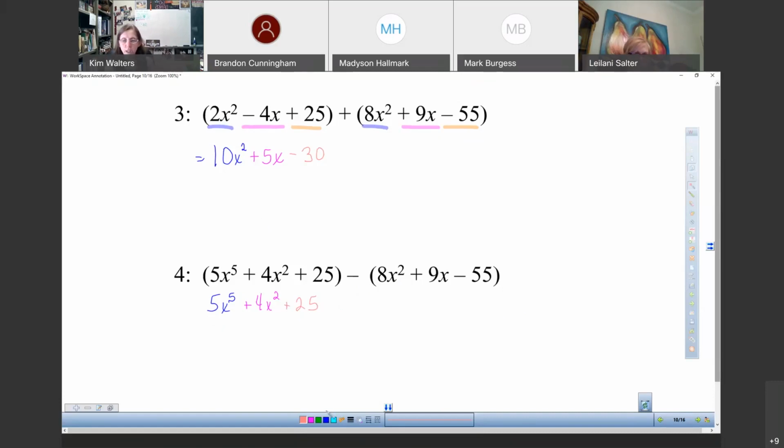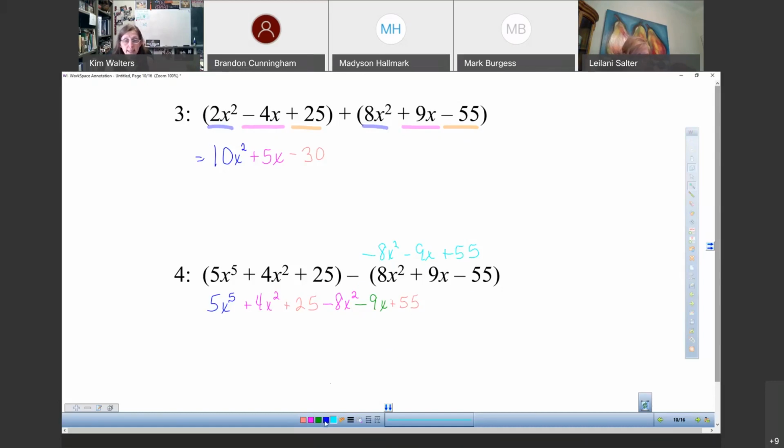Okay, here's my cheating way to do this. This becomes minus 8x squared. And be careful here. This is going to become minus 9x, because I'm moving that negative sign through the whole thing. And then I'm going to have a minus, and that's going to become plus 55. So if you want to see it, this becomes negative 8x squared minus 9x and then plus 55. That's what that negative does to that parentheses.